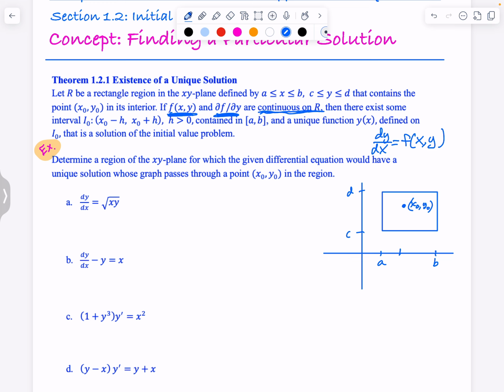It's kind of crazy that only if those two things hold: if the point is in some region, A to B, and if the function's first derivative is continuous, and then if I take the partial with respect to y, and that's continuous in that region, then there is some interval for an answer. And I know that's kind of like, okay, who cares?